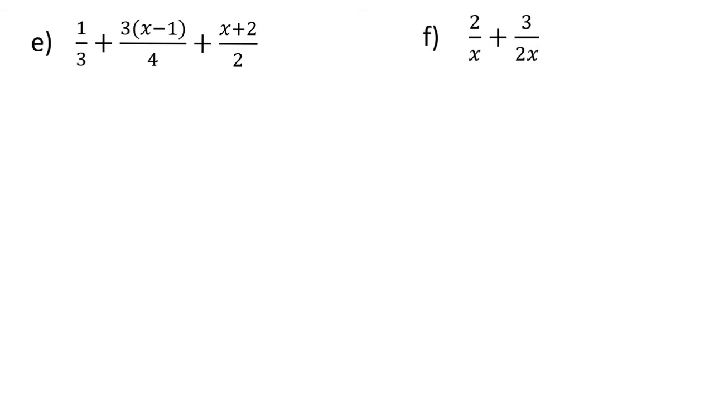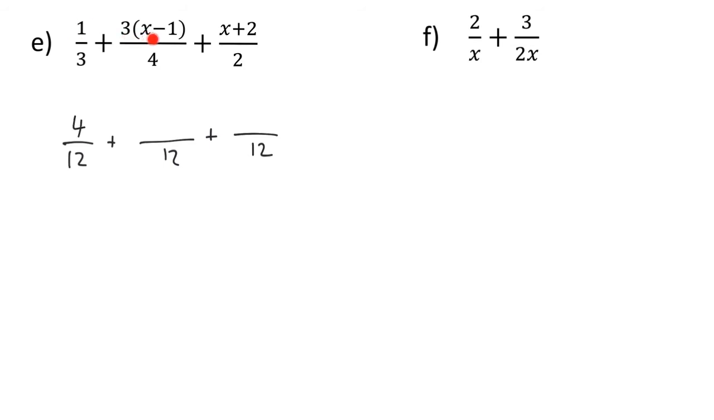Example E, we've got 3 fractions that are being added together, and the denominators are 3, 4, and 2. The lowest common multiple between 3, 4, and 2 is 12, so we need to change these fractions all into twelfths. So the first fraction, to get from 3 to 12, we need to multiply by 4. So if we multiply 1 by 4, we get 4.